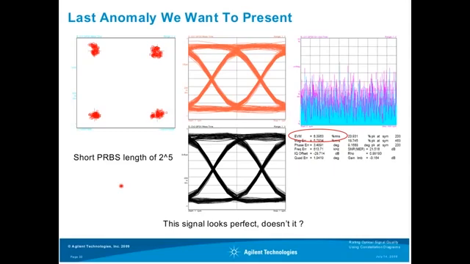Also, looking at the error vector magnitude indicates a wide noise. So based on what we have learned up to now, there's no indication that there might be a problem with the signal.